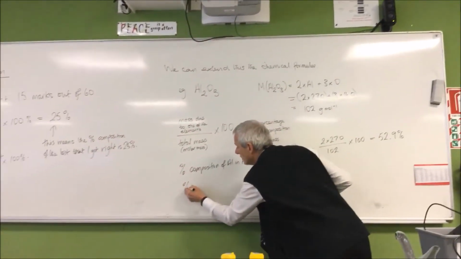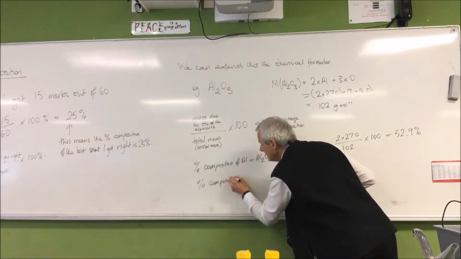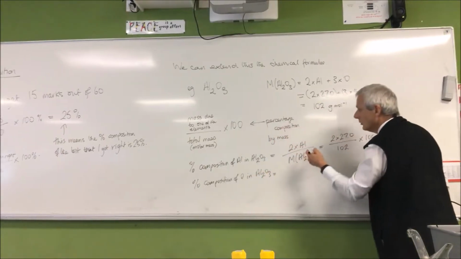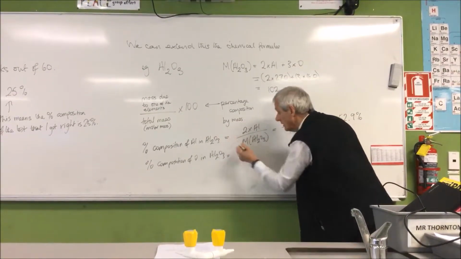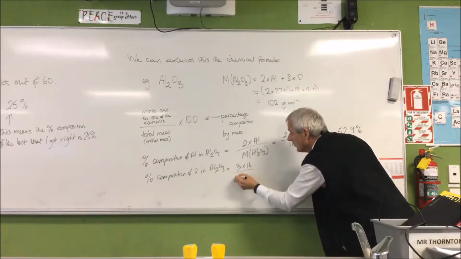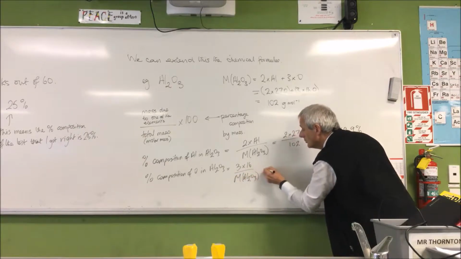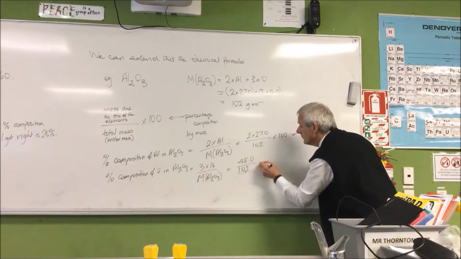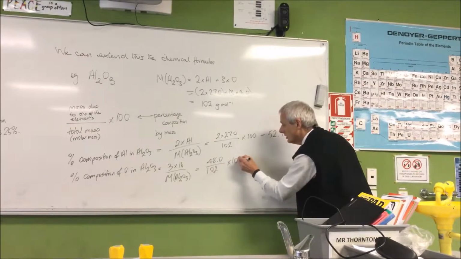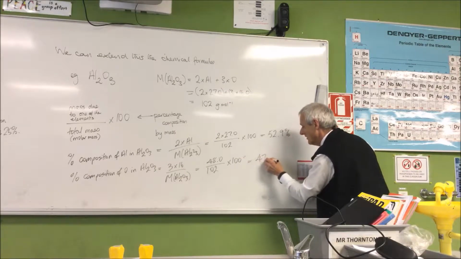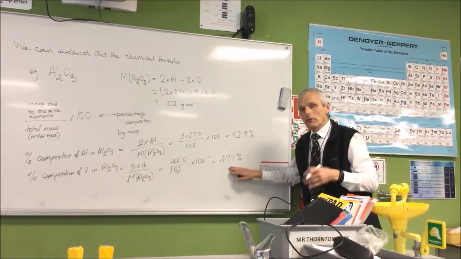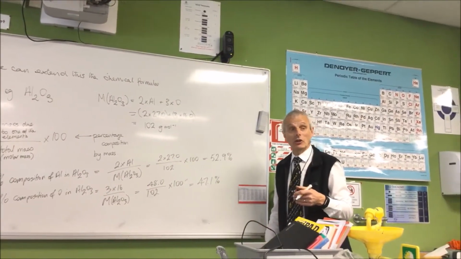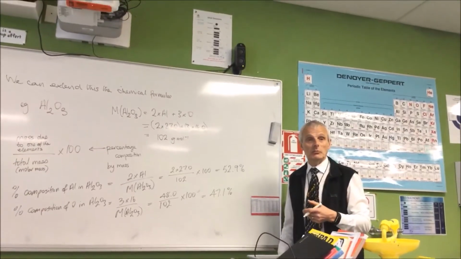Now let's have a look at the percentage composition of O in Al2O3. It is equal to 3 times the mass of oxygen, because there are 3 oxygens in it. 3 times 16 divided by the molar mass of Al2O3, which is 48 divided by 102. If somebody else could calculate times 100 to make it into a percentage. If you get a question like this, and you're asked to do all the elements, the thing you do at the end is add up all the percentages, and it should come to 100%. If it doesn't, then you've made a mistake somewhere.